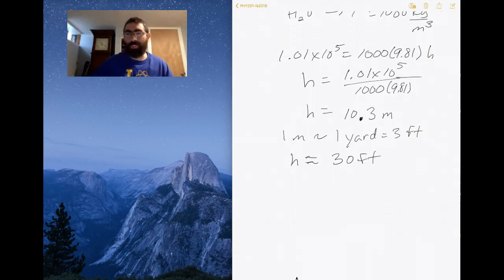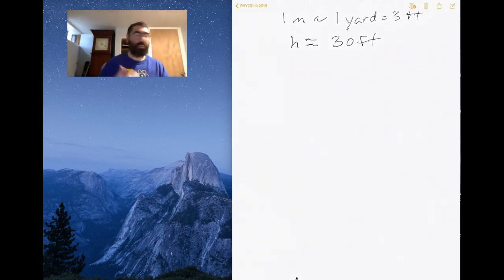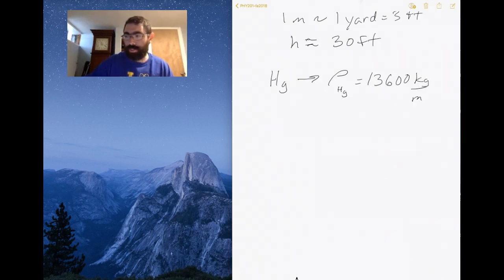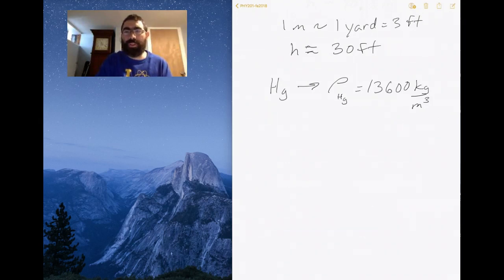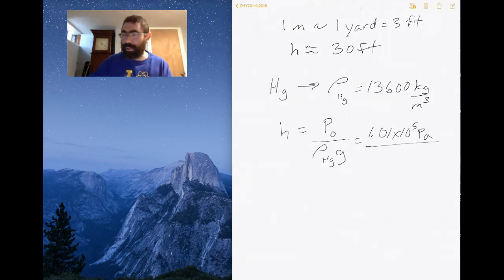So, if you wanted something a little more compact that you could, say, put in your car and take with you, instead of a 30-foot long pipe with enough water, then let's look at another liquid like mercury. The density of mercury is 13,600 kilograms per meter cubed. So now we can calculate the height, which we said was the atmospheric pressure divided by the density times g. So that was 1.01 times 10 to the 5th pascals divided by 13,600 kilograms per meter cubed times 9.81 meters per second squared.